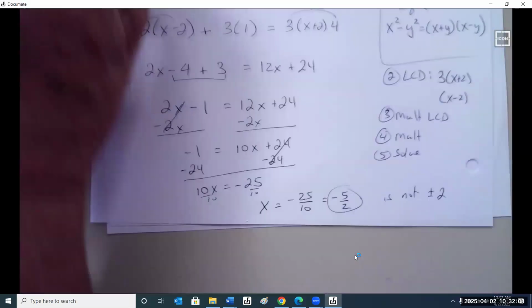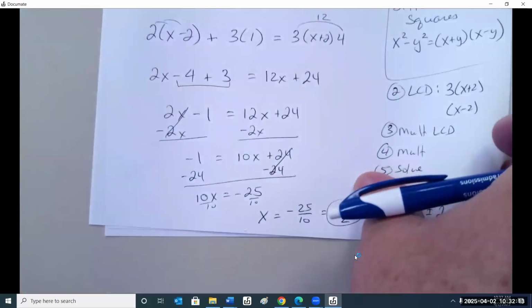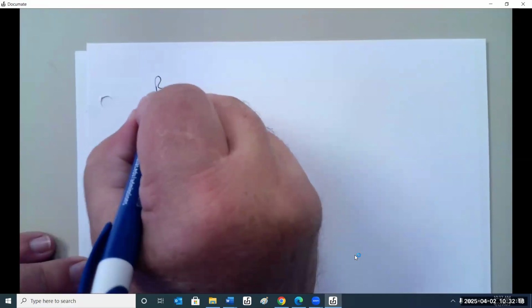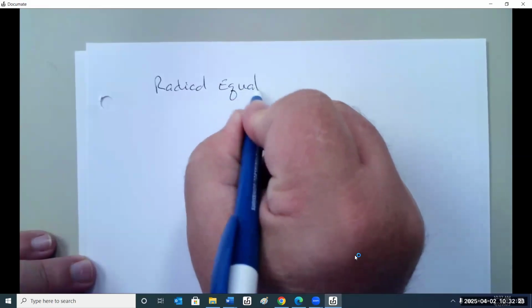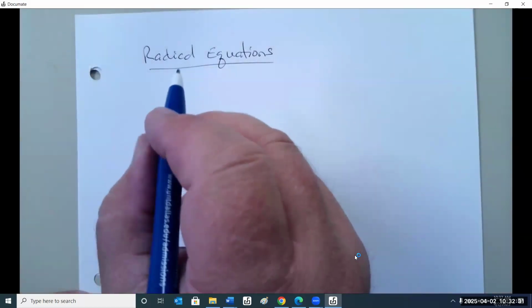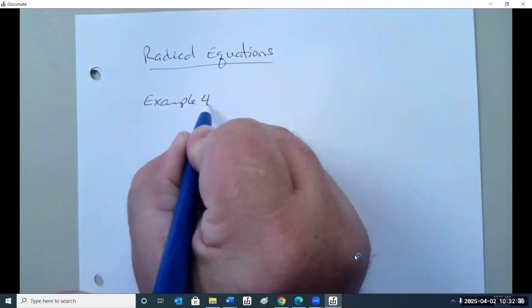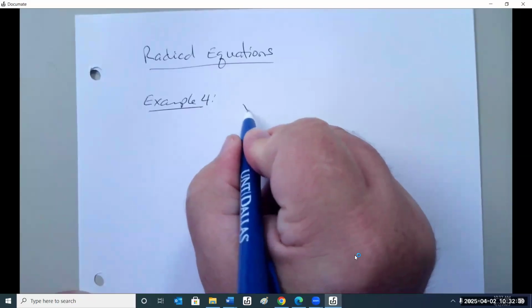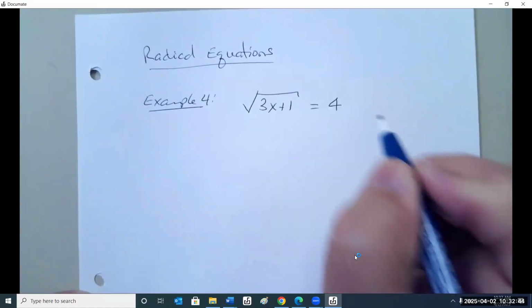Now let's look at radical equations. So let's start off with something small. The square root of 3x plus 1 is equal to 4.